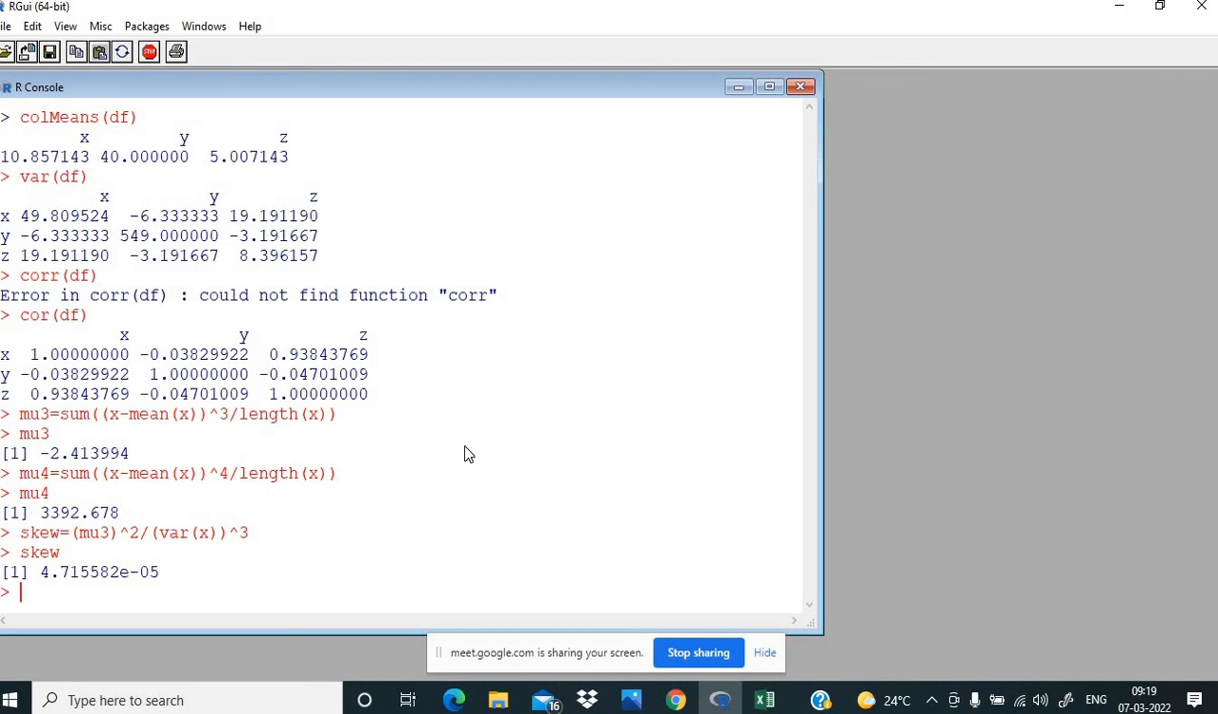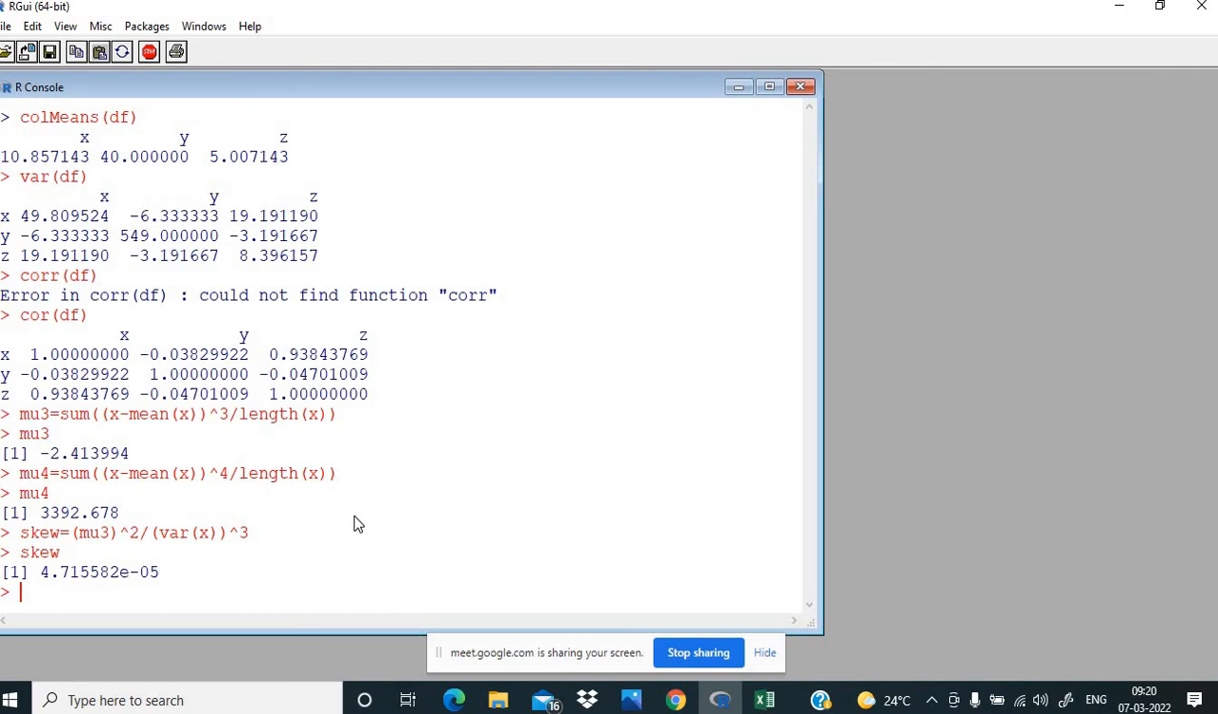Skewness is very close to 0. It is 0.000047, because e to the power minus 0.5 is there at the end. It means 10 to the power minus 5, which means after the decimal point there will be 4 zeros and then the first number. That is a very small number. This means these values of x are more or less symmetrical. There is symmetry around the average.